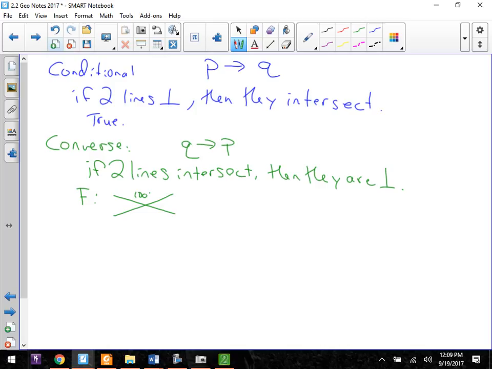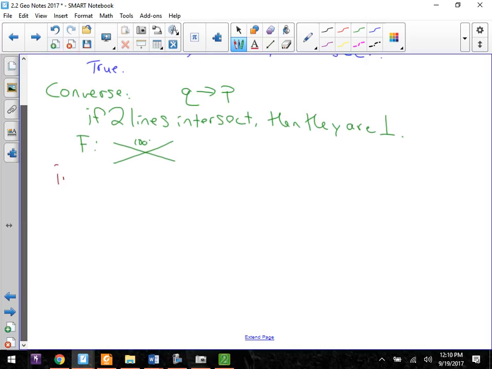If two lines intersect, then they are perpendicular. And like we just said, that is a false statement because you can say they've intersected at 100 degrees. There are two others. The next one is called the inverse. The inverse of a statement is not P implies not Q.